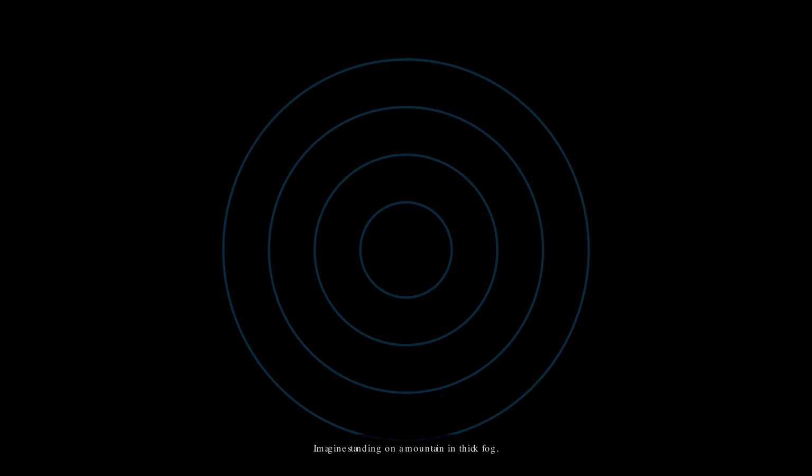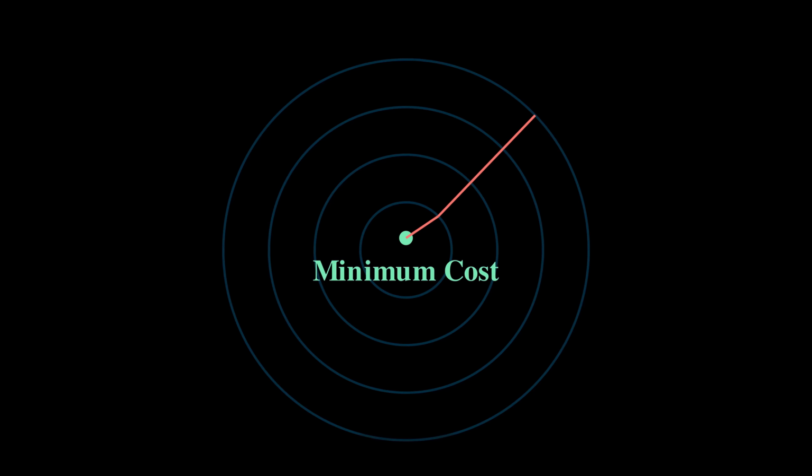Imagine standing on a mountain in thick fog. You cannot see the bottom, but you can move downhill step by step. Each step brings you closer to the minimum point. Gradient descent works in a very similar way.